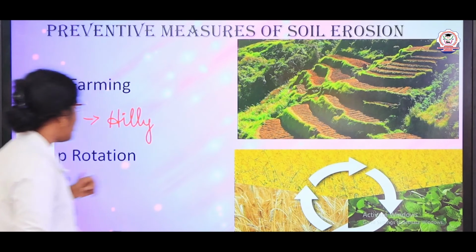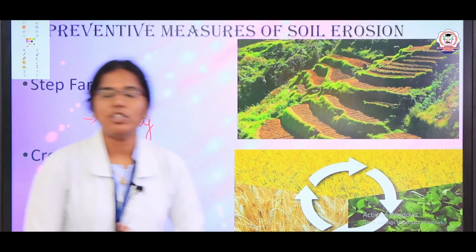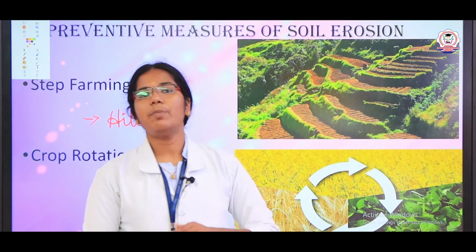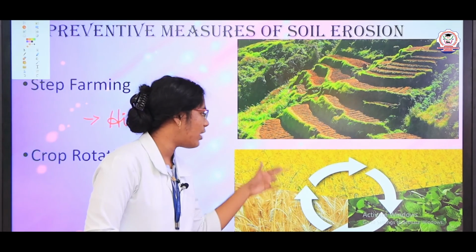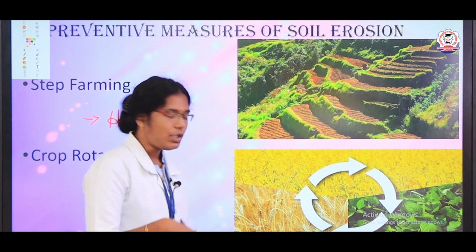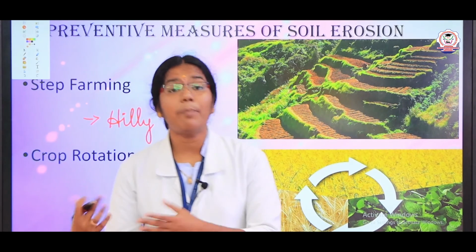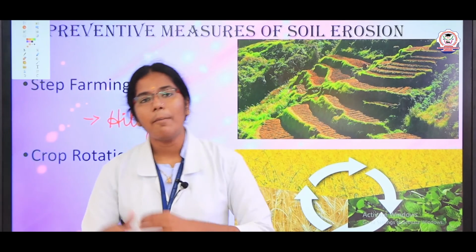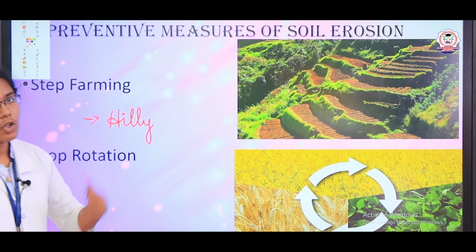And the next one is that we need to use crop rotation. The crop rotation concept should be introduced, which means we need to have a perfect plan. For example, if you plant a rose flower this time, next time we need to plant wheat, and the next time pulses. Like this we need to follow the crop rotation concept.